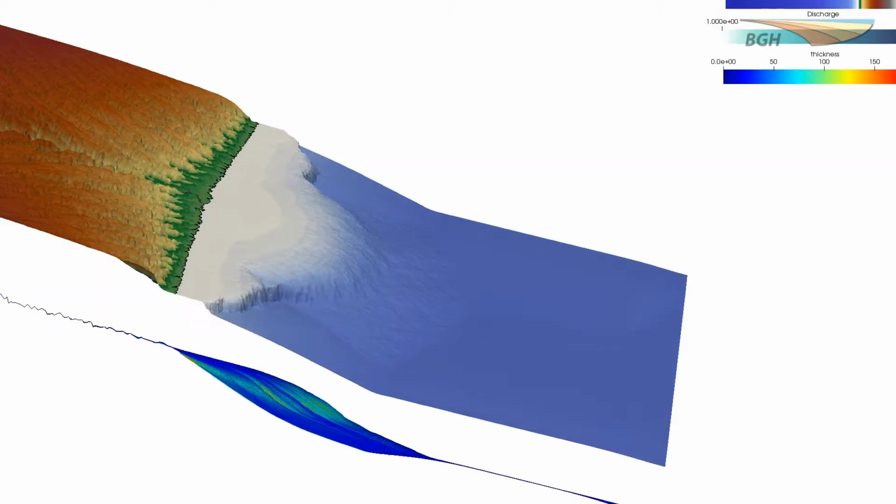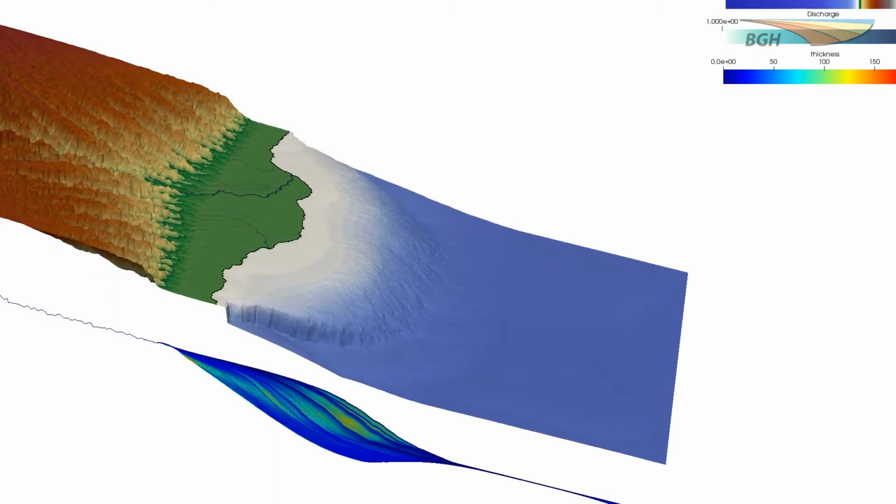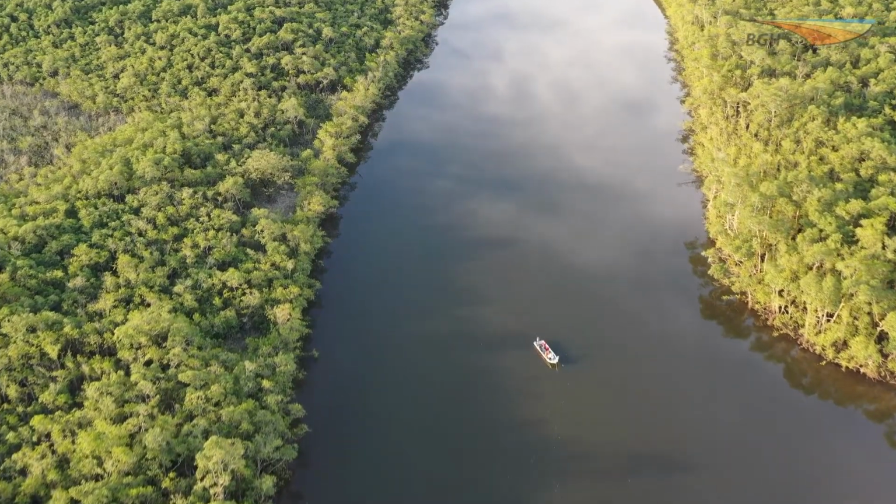Ancient river deposits host important water and energy resources, so I use Badlands to study how and why rivers evolve through time. The BGH has created cutting-edge technologies that help us to better understand river evolution so that we can sustainably manage those resources.